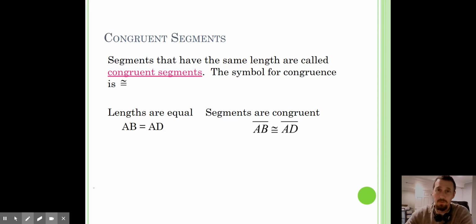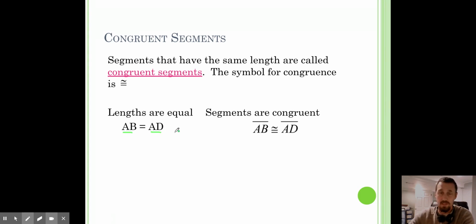All right, let's talk about congruent segments. Congruent segments are the same length. There's a couple different ways that we can say that. For example, measure of AB is equal to measure of AD. That means they're the same length.